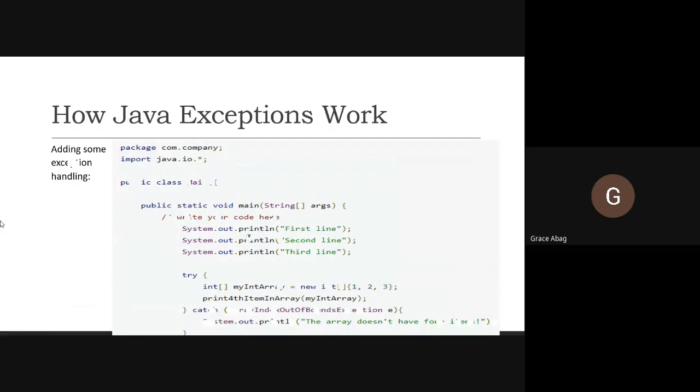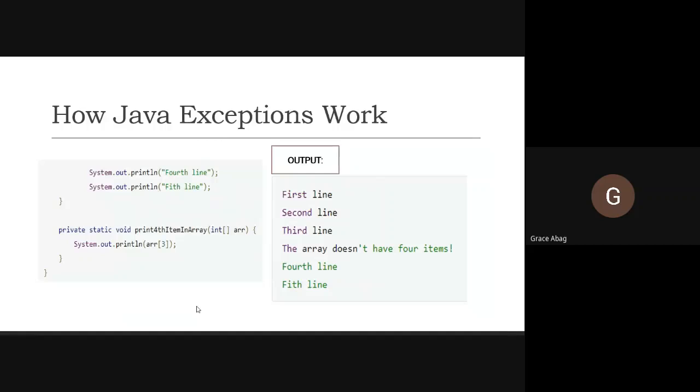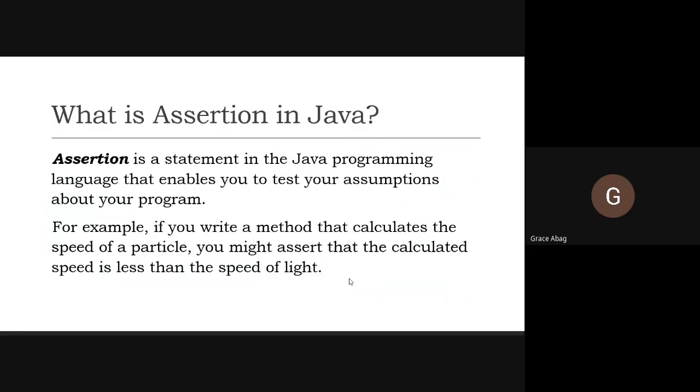Okay. So adding some exception handling. So meron na siyang try and catch. So dito sa baba lang yung catch at the try and catch. Okay. So this is now the final output. Nag-print na yung from first to third and then yung exception. Then automatic na siyang mag-print yung fourth line and fifth line.